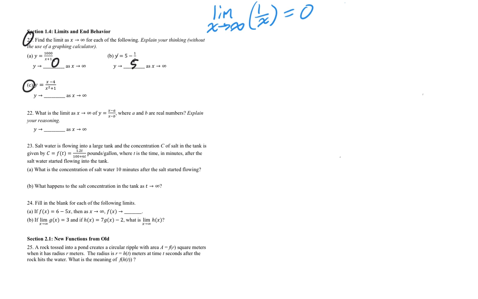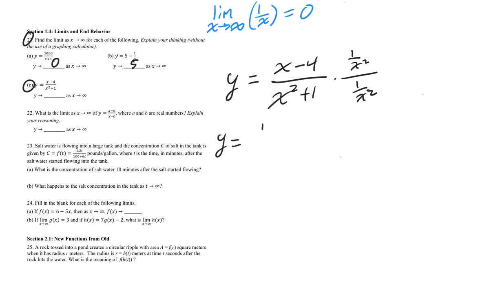Part C, y equals x minus 4 over x squared plus 1. So we use the same idea as we did at part A, but in this case, we're going to want to multiply it by 1 over x squared. And the reason being that x squared is our highest power in our denominator.